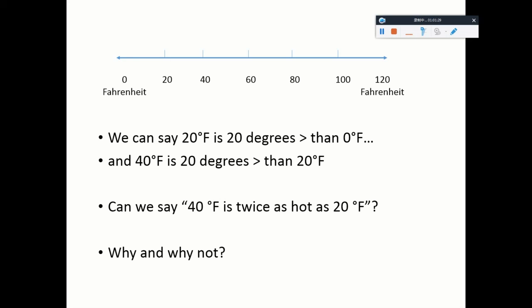Right, there's only one correct answer. You can either say, yes, we can meaningfully say 40 degrees Fahrenheit is twice as warm as 20 degrees Fahrenheit, or you can say, no, we cannot meaningfully say that. Which one would you choose? And what's your reason? Okay, I give you 2 seconds to think about it while I take a sip of water.